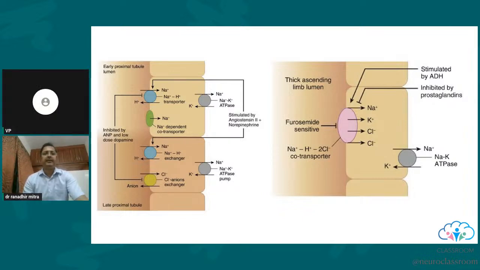Like I said, in the early proximal tubule, sodium is reabsorbed through a transporter mechanism, where sodium is absorbed and hydrogen ion is actively excreted. This is influenced by atrial natriuretic peptide and low dose dopamine. So any inhibition will prevent sodium absorption in the early proximal tubule and cause natriuresis. This is through the action of ANP.